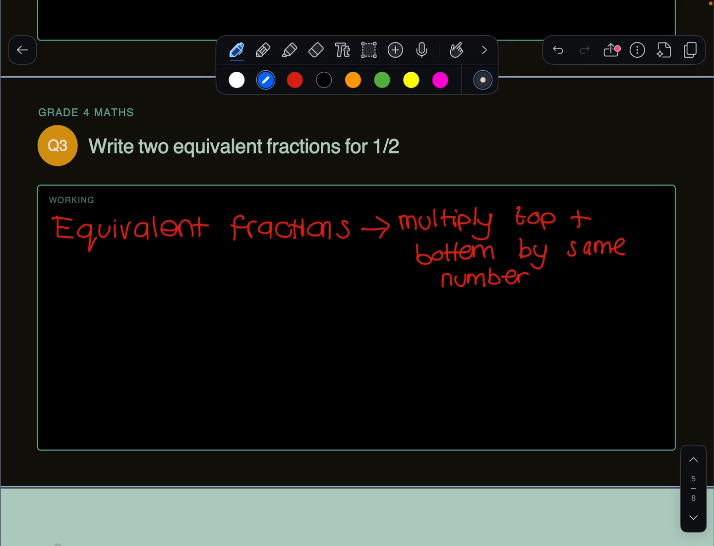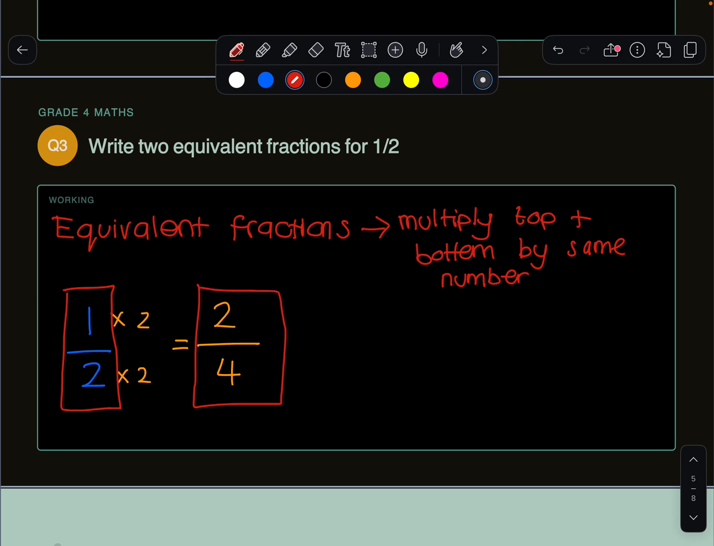So if we have a half and we want an equivalent fraction, I always just go, let's multiply by 2. Let's multiply the top by 2 and the bottom by 2. It just has to be the same number. So 1 times 2 is 2 at the top, 2 times 2 is 4 at the bottom. So those ones are equivalent. 1/2 is equivalent to 2/4.